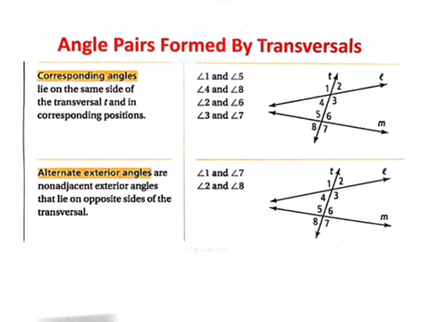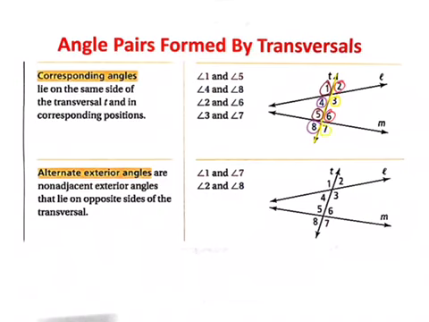Corresponding angles lie on the same side of the transversal, T, and in corresponding positions. So this is our transversal again. Corresponding kind of means like they're lined up in the same general location. So like 1 and 5 are both in the top left of their 4-angle grouping. 2 and 6 are in the top right of their 4-angle grouping. And then we've got 4 and 8 and 3 and 7. These are corresponding angles.